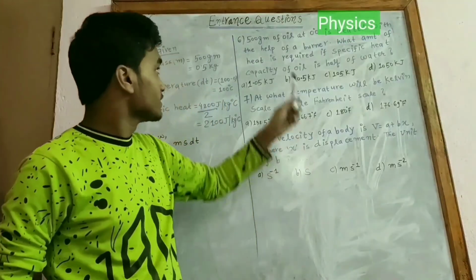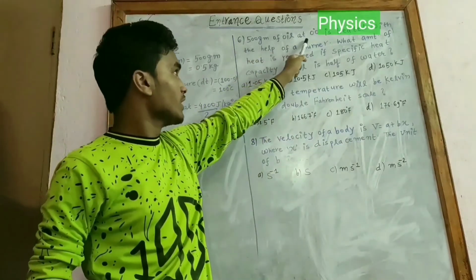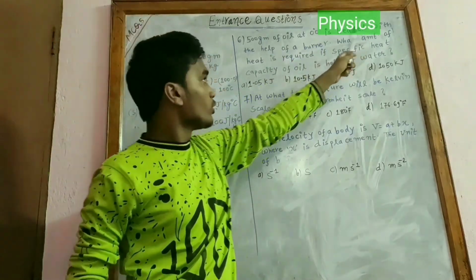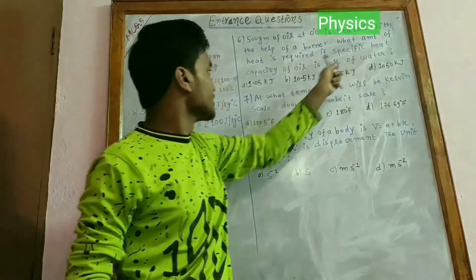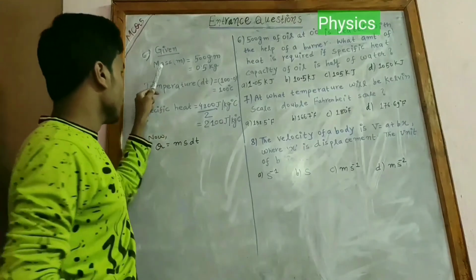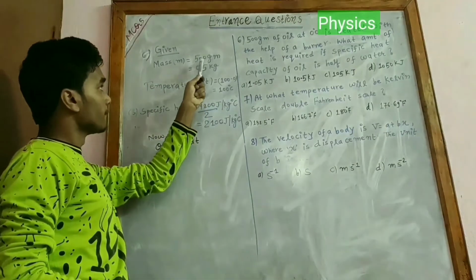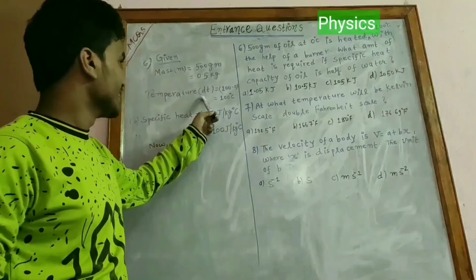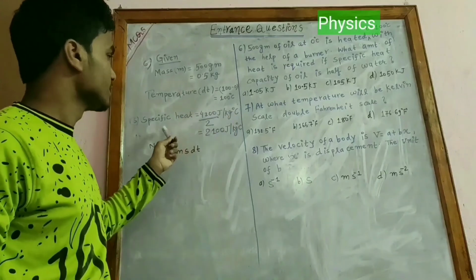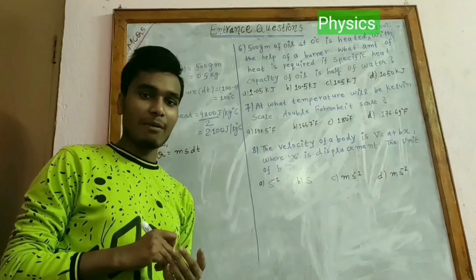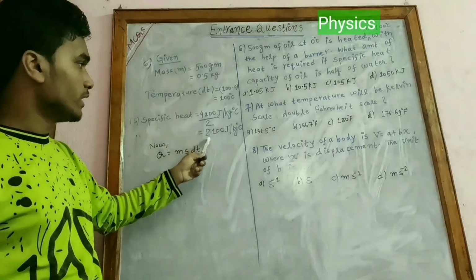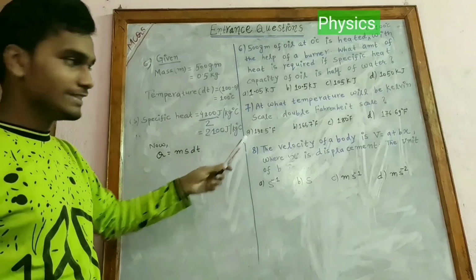Number 6, you can see 500 gram of oil at 0 degree Celsius is heated with the help of burner. What amount of heat is required if its specific heat capacity is half of the water? Now given mass equals to 500 gram, that is equals to 0.5 kg. dt equals to 100 minus 0 degree, that is equals to 100 degree. Since the specific heat capacity is half of the water, that is 4200 joule per kg degree Celsius upon 2, that is 2100 joule per kg degree Celsius.